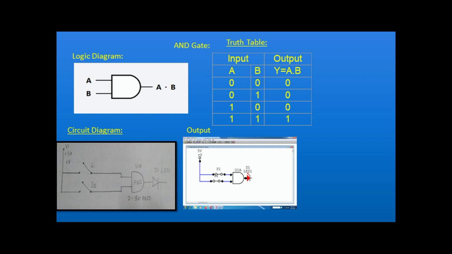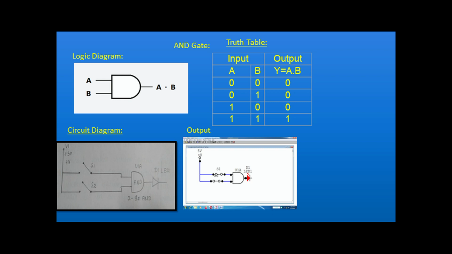0 0, the answer is 0. 0 1, the answer is 0. 1 0, the answer is 0. 1 1, the answer is 1. For the AND gate, if you look at the truth table output, if the two inputs are high, it gives a high result. In the last input alone the output is 1, and for all the remaining inputs the output is 0. That is called the AND gate.